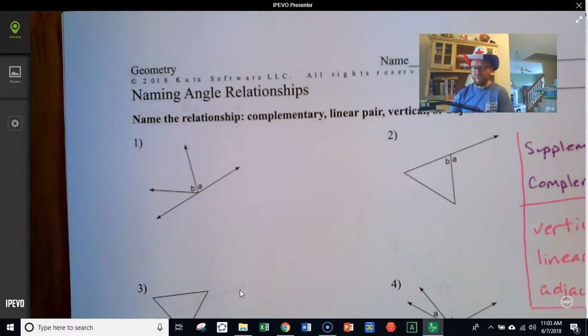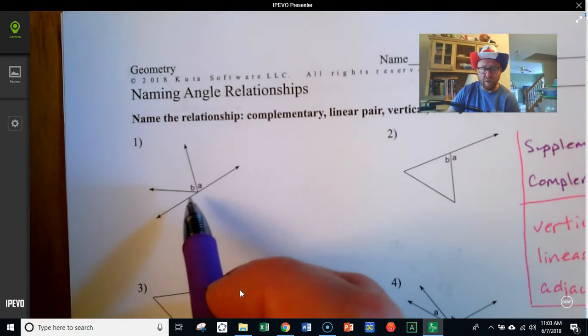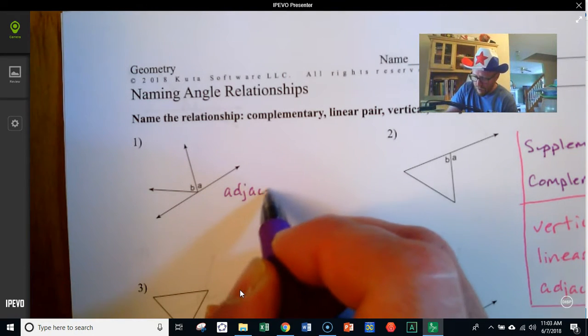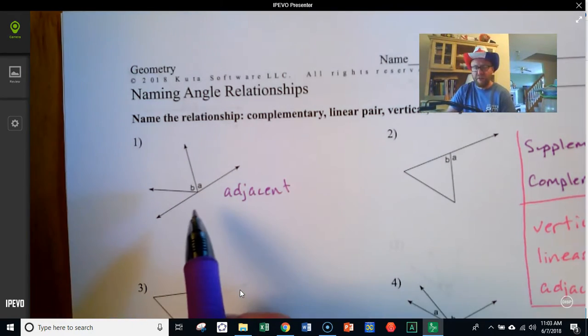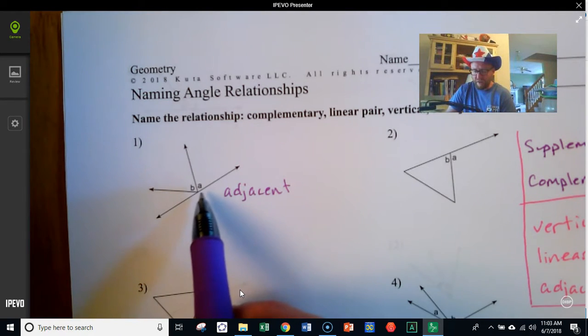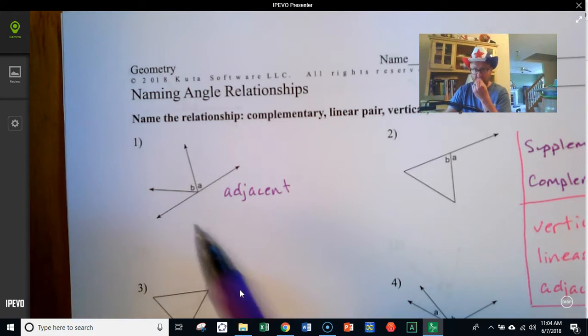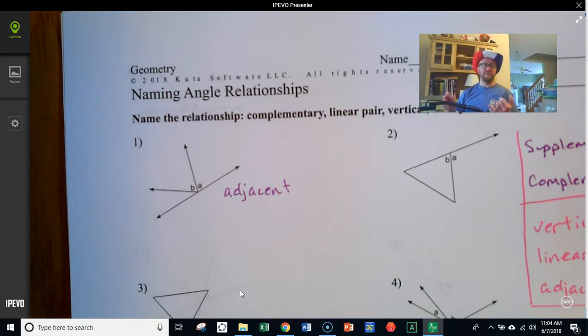Let's see. For our first one here, these two angles, they're right next door to each other, so they are adjacent. Now, they're not a linear pair because B would have to include this over here to fill out the whole straight line thing. So they're not a linear pair, they're not supplementary, there's nothing to indicate that they are complementary, and they're certainly not vertical angles. So adjacent is all we have.